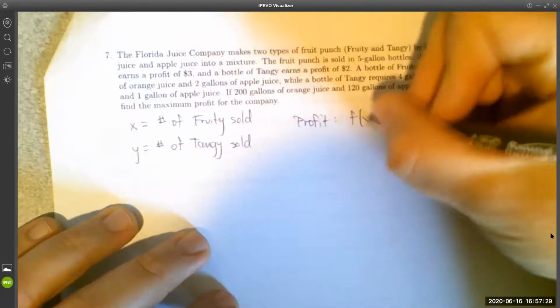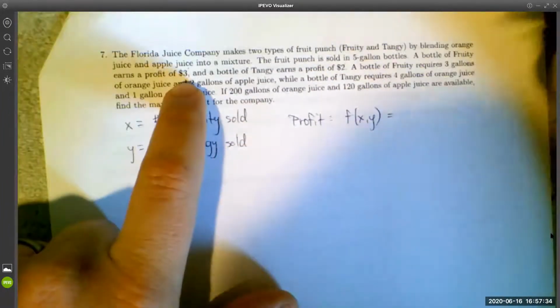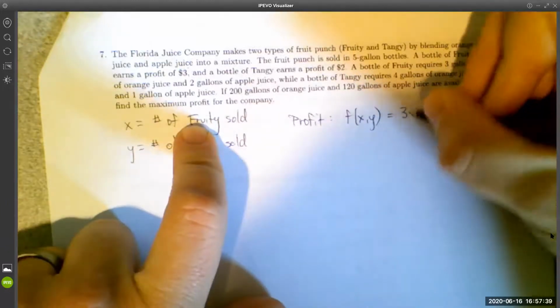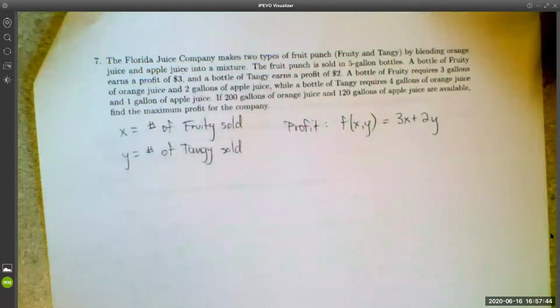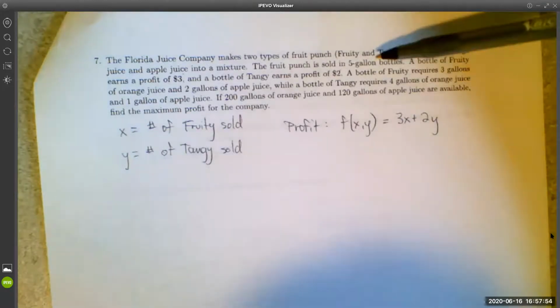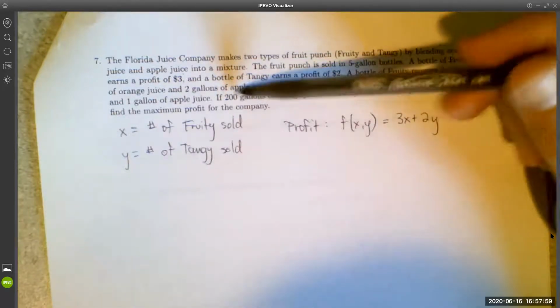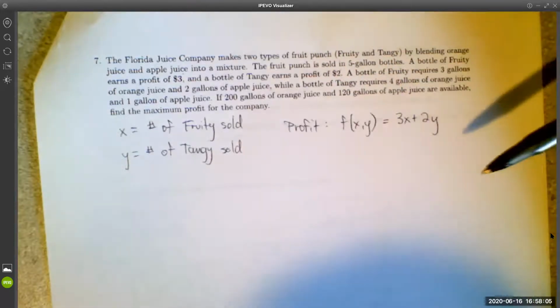So then my profit function, f of x, y, is going to be 3 times x, right? $3 for every bottle of fruity sold, 3 times x, plus 2 times y, $2 for every bottle of tangy sold. This is the function that I want to maximize. And I want to maximize it subject to certain constraints. What are those constraints? Well, the constraints are that I only have 200 gallons of orange juice available and I only have 120 gallons of apple juice available, right?